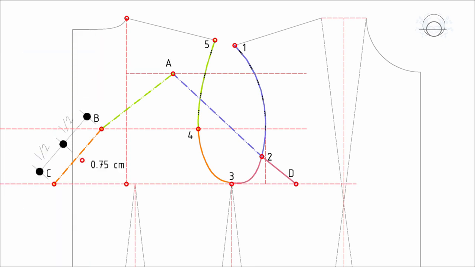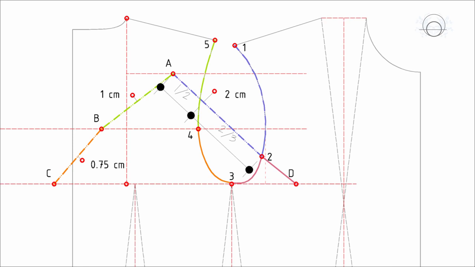Divide BC segment into halves, and draft a perpendicular line downwards, measuring 0.75 centimeters. Mark the point. Divide the AB segment into halves, and draft a perpendicular line upwards, measuring 1 centimeter from the starting point. Mark the point.